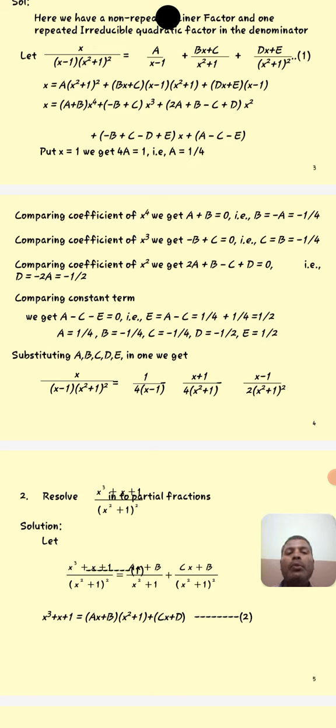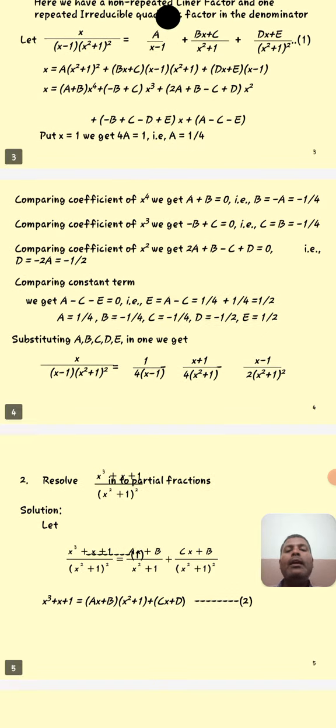Here the a value is what? 1 by 4. So in the place of a we substitute 1 by 4. This is only the linear factor. The remaining bx plus c. What is the b value? Minus 1 by 4. C value is what? Minus 1 by 4. So we write bx plus c, 1 by 4 take the common and we get x plus 1 by 4 into x square plus 1, and also the e value, minus 1 by 4 and we get minus 1 by 2 and 1 by 2 is there. So 1 by 2 take common, we get x minus 1 divided by x square plus 1.